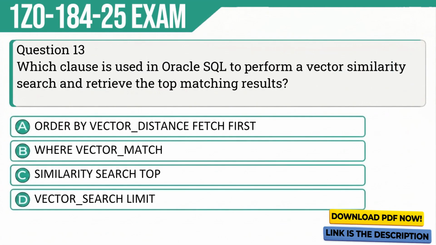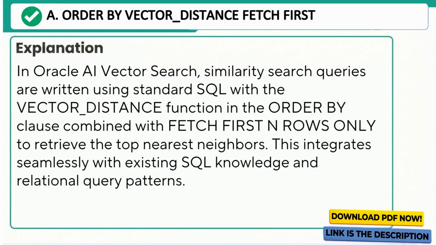Question 13. Which clause is used in Oracle SQL to perform a vector similarity search and retrieve the top matching results? A. Order by vector distance, fetch first. B. Where vector match. C. Similarity search top. D. Vector search limit. Correct answer: A. Order by vector distance, fetch first.